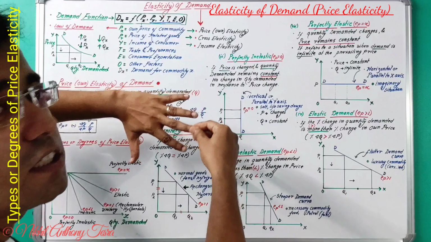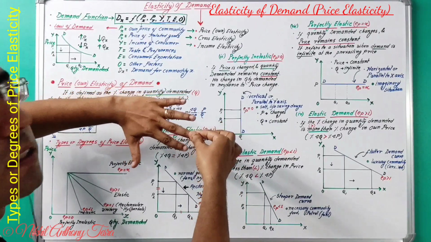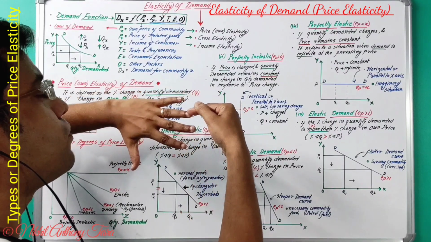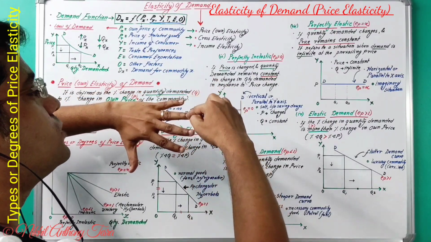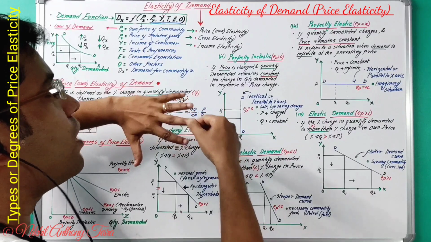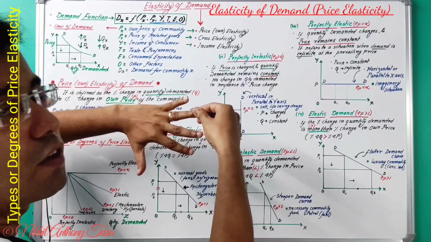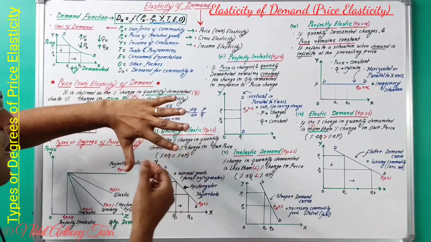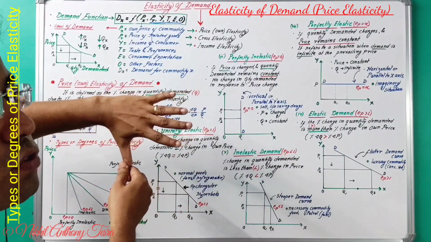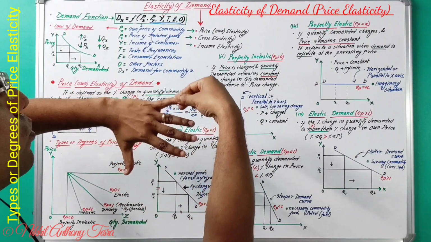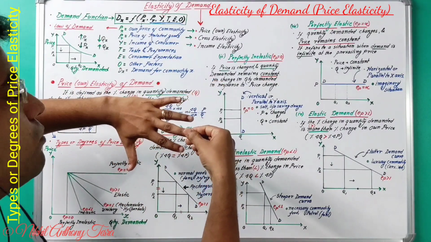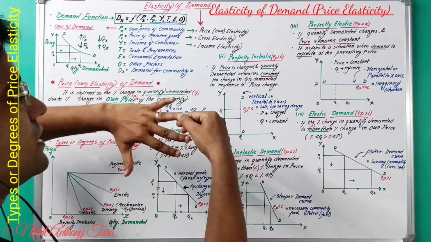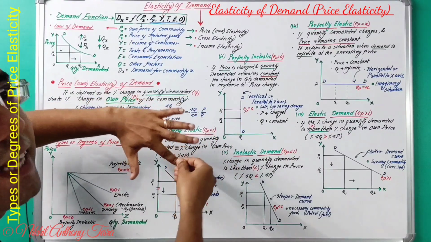Now this is the middle finger. This is going to be 1. This is unit elastic, EP equals 1. And this finger is in between, above 1, so this is going to be greater than 1. This is below 1, so this is going to be less than 1. So I repeat, this is EP equals 0. This one is EP equals infinity. Then the third one will be the middle one, EP equals 1. This is above 1, so greater than 1. This is below 1, so less than 1.